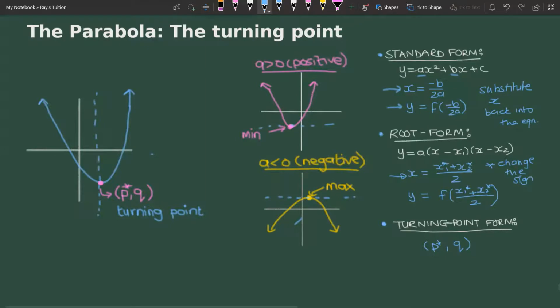For the turning point form, I haven't written down the equation, but the equation is y = a(x - p)² + q. And we're then going to get the x and y coordinate. We can read it directly from the equation. The p, we have to change the sign, and the q, we can take as is. So that is how we get the turning point in each one of the forms. If you are unfamiliar with the forms that we have done, please watch the previous video on the parabola's equation.